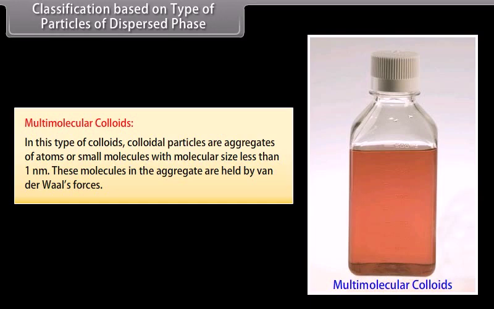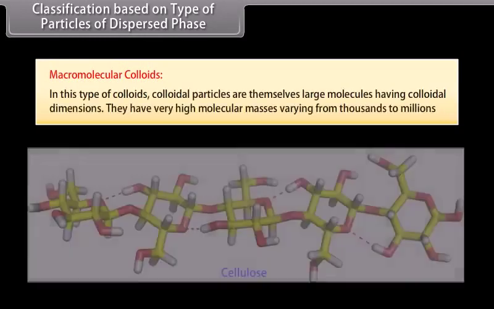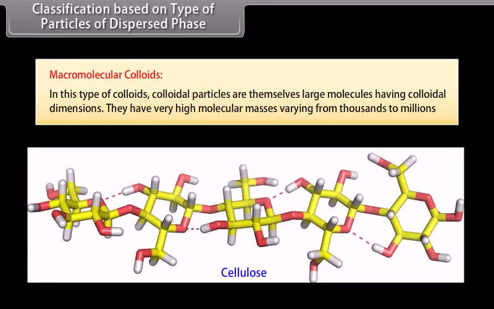For example, a gold salt consists of particles of various sizes, which are clusters of several gold atoms. Macromolecular colloids. In this type of colloids, colloidal particles are themselves large molecules having colloidal dimensions. They have very high molecular masses, varying from thousands to millions. For example, proteins, cellulose, nylon, and plastic.